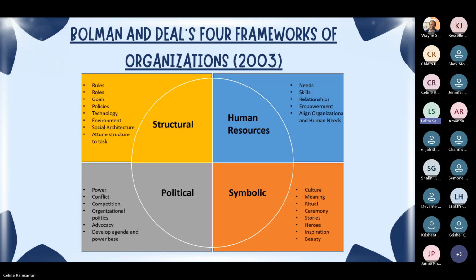Bolman and Deal's four frames of organizations. Lee Bolman and Terrence Deal present a comprehensive methodology for understanding organizations using four separate frames. The structural frame: rules, policies, technology, environment, and social architecture, with structure fitted to task. It views the organization as a machine or system where efficiency matters the most. Leaders use this framework to emphasize clear goals, rational planning, and formal coordination.